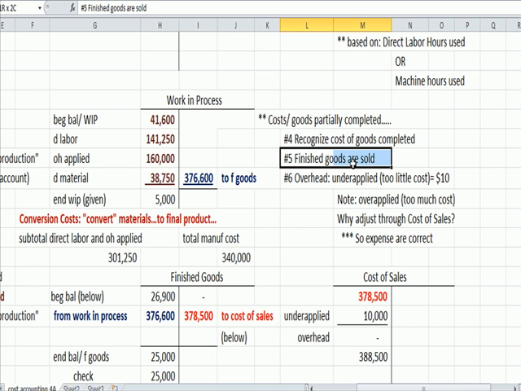And finally, step 5, the finished goods are sold, so we reduce the asset account, the inventory account called finished goods. We credit that account to reduce it, in red, 378,500. And we increase an account called cost of sales, and this is no longer an asset account, it's an expense account. And so that's how the process goes from work in process, partially completed, to finished goods, completed but not sold, to cost of sales, completed and sold.